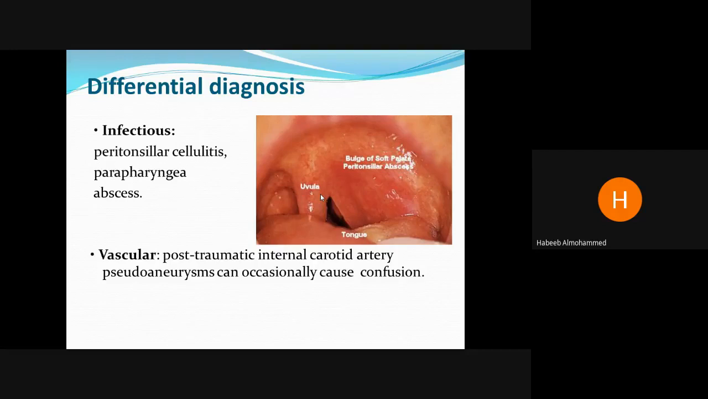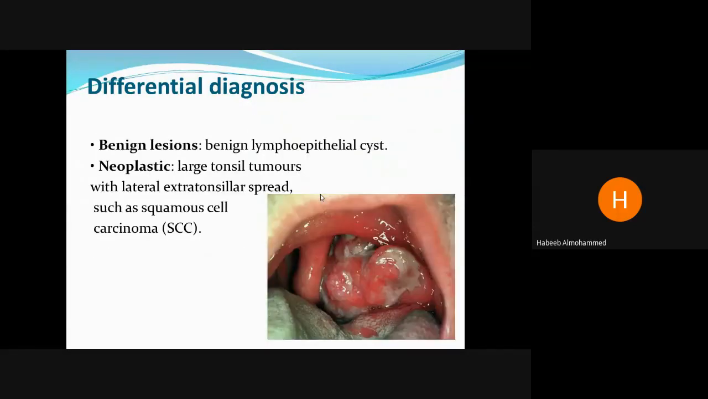Post-traumatic internal carotid artery aneurysm or pseudoaneurysm can cause confusion, especially in the elderly. A tumor in this area can also cause confusion, but there is a characteristic history: there is no fever, there is no sore throat, and the history is usually longer. Any pulsating mass in this area, you have to be very cautious and suspect a vascular lesion. A tumor in this area, like a benign lymphoepithelial cyst, as we discussed, has a longer duration in the history.